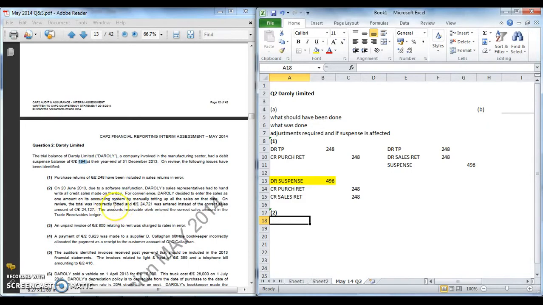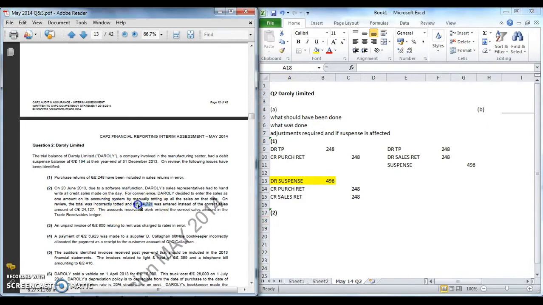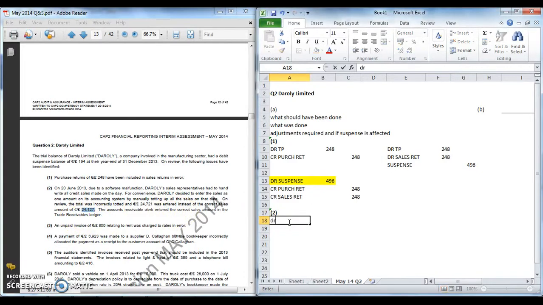On review, the total was incorrectly totted at 24,721 and was entered in the sales amount, instead of the correct sales amount of 24,127. And you're told the clerk entered the correct sales amount in the trade receivable ledger. So what should have been done was debit trade receivables 24,127, which is the correct amount. And what you should have done was credit revenue, likewise 24,127. So this is essentially what should have been done.